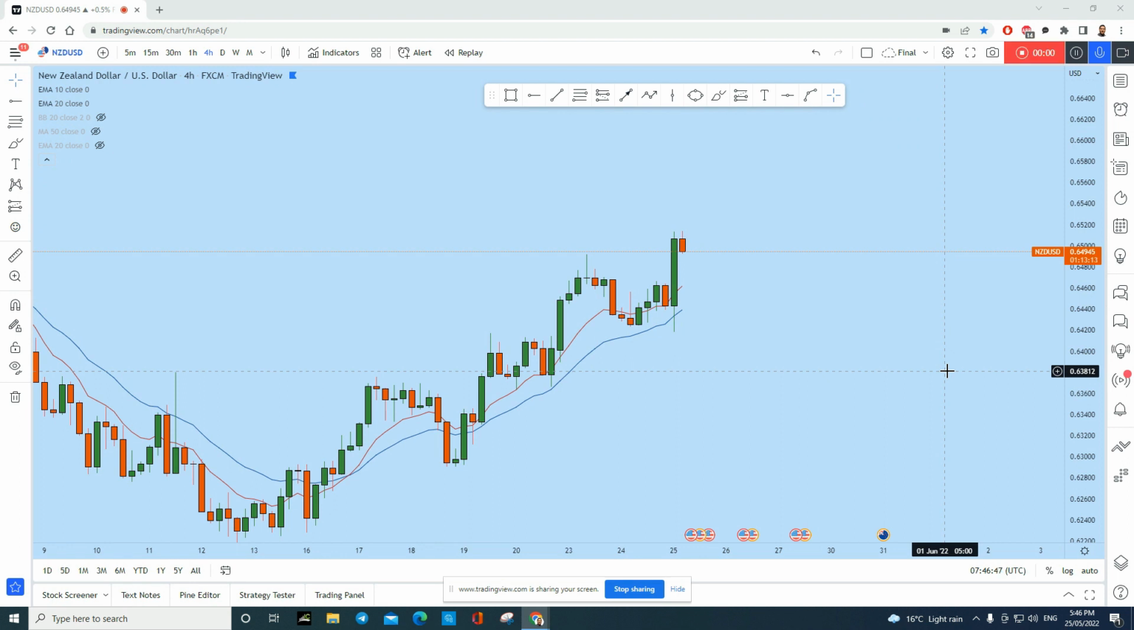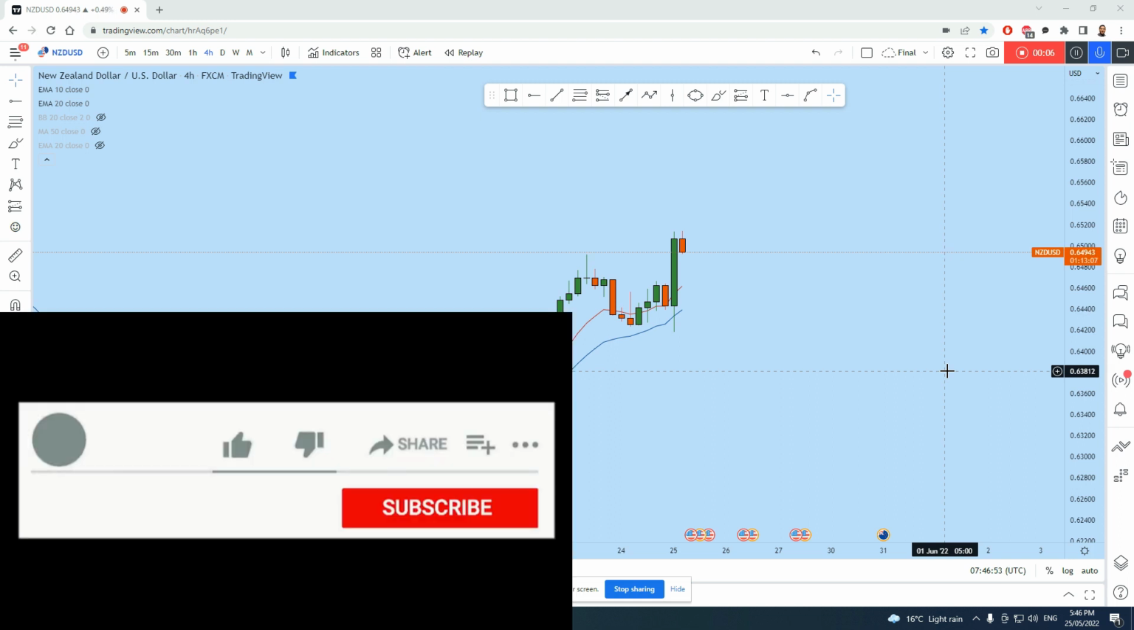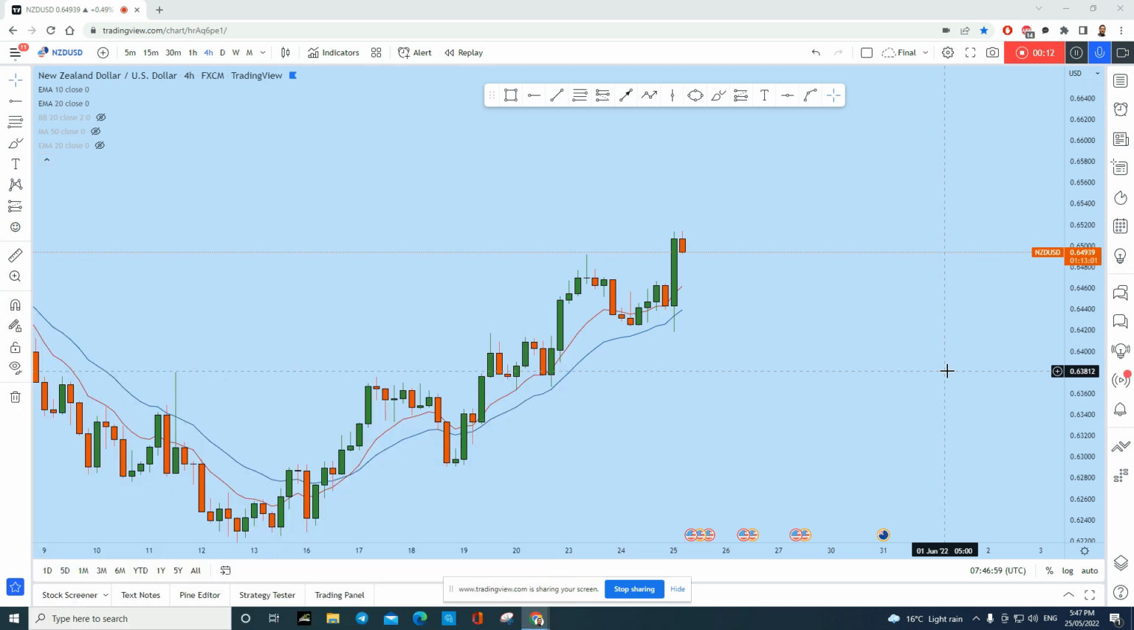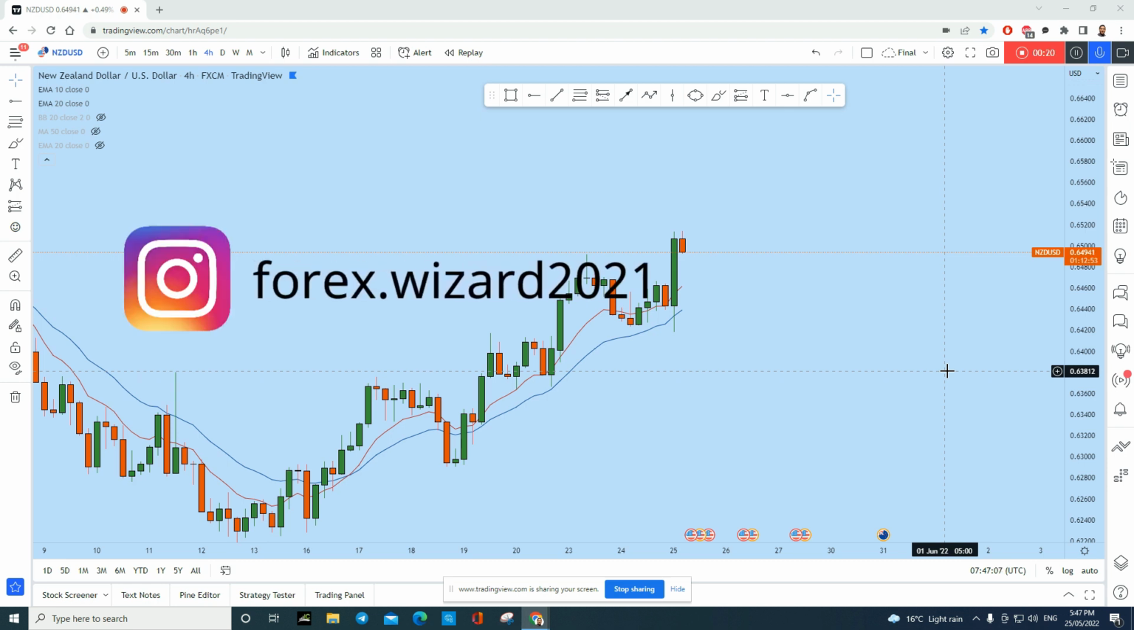What's up, traders? So let's do a complete multi-time frame analysis of NZD USD. Let's see what kind of trading opportunity we have in this instrument. Now, NZD USD, this is the 4-hour time frame, and we see a price section that can be traded. Before we discuss what it is, let's do a complete multi-time frame analysis.